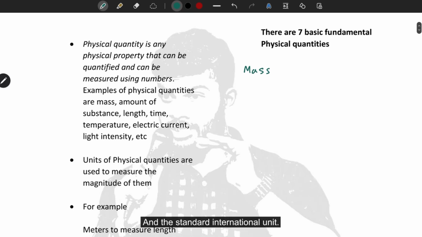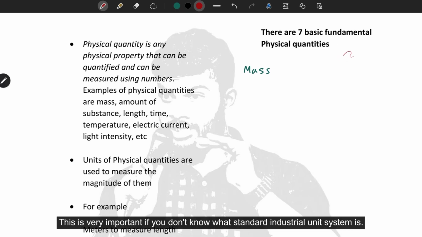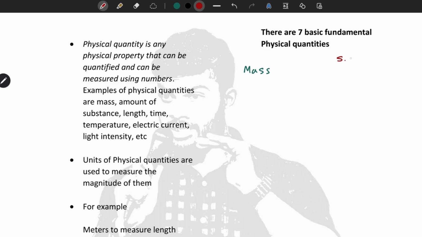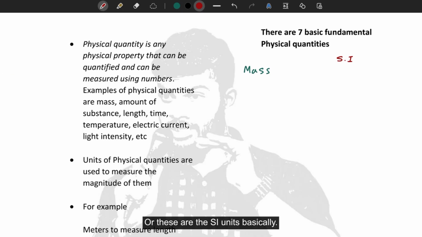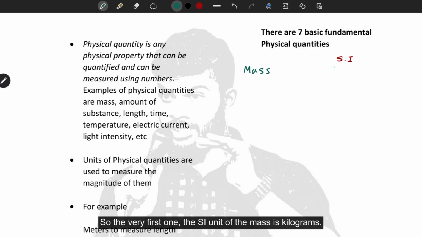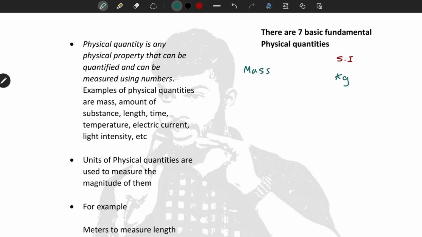And the standard international unit. This is very important. If you don't know what the standard international unit system is, this is the standard method we use globally to represent the magnitude of physical quantities, or these are the SI units basically. So the very first one, the SI unit of mass is kilograms.